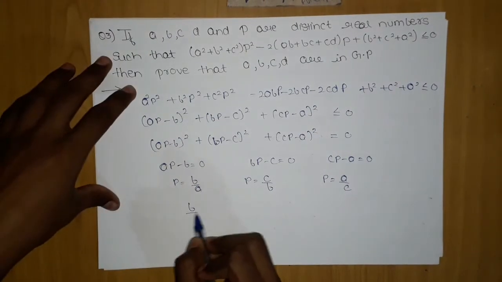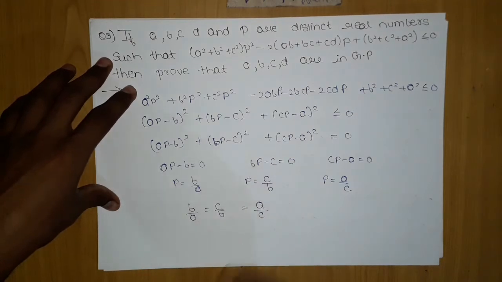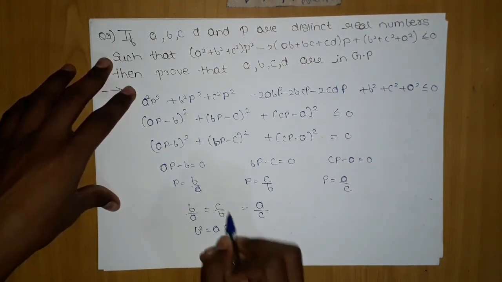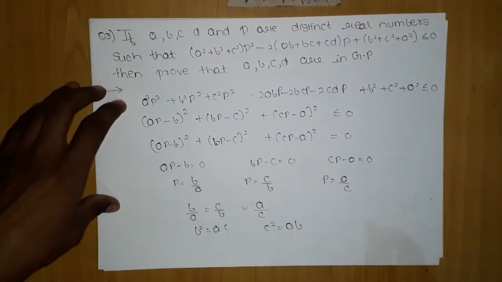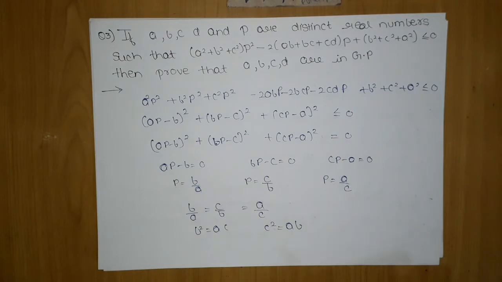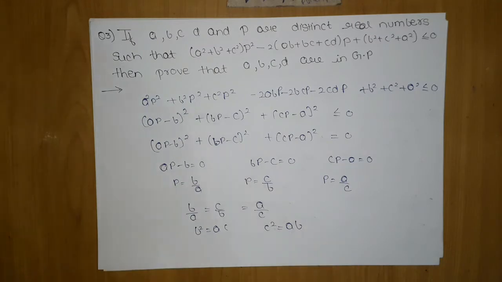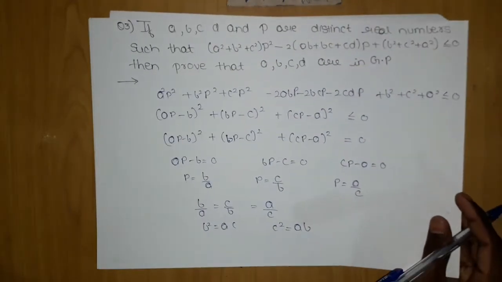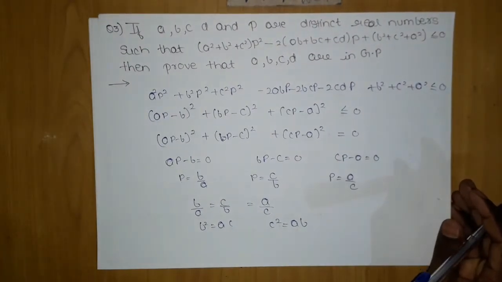Now you can see b by a is equal to c by b is equal to a by c. From the previous problem, if I consider these two, b square is equal to ac, and if I consider this, c square is equal to ab. Now they are in GP. It proves that they are in GP. If you get some ratio-type thing and they are equal to some constant p, it gives you a hint that they are in GP. Now let's move on to the next formula. We have proved that a, b, c are in GP.